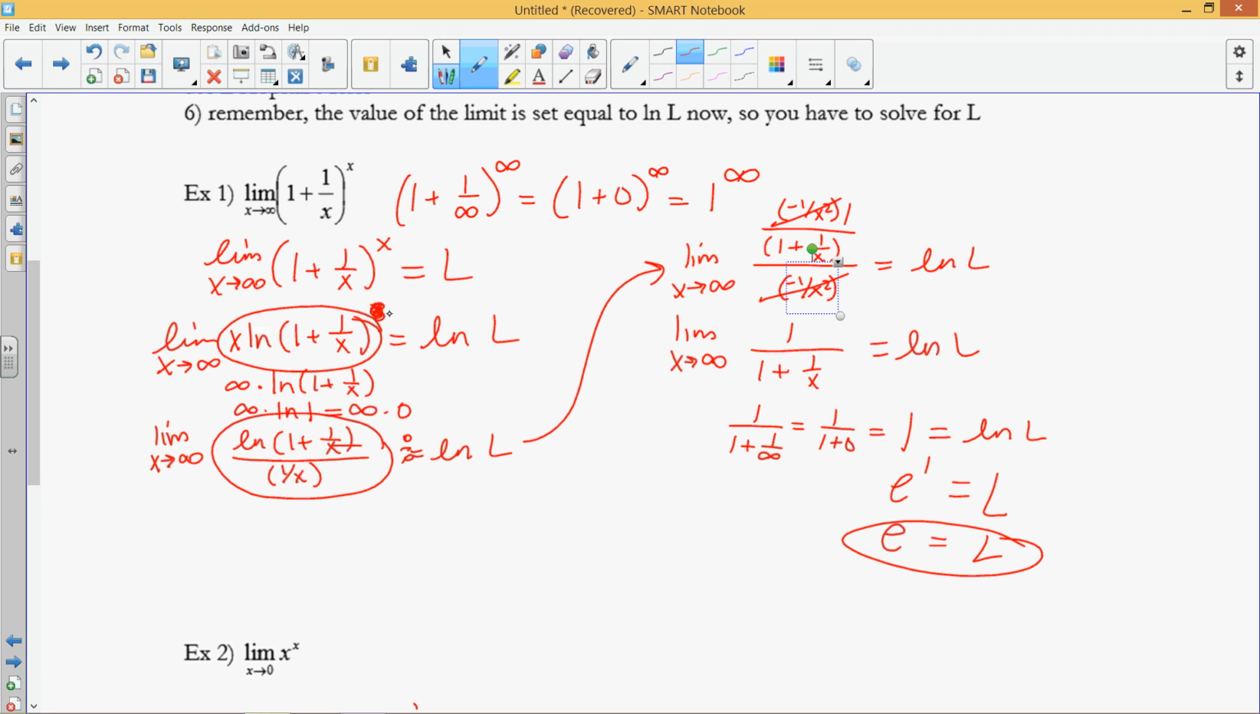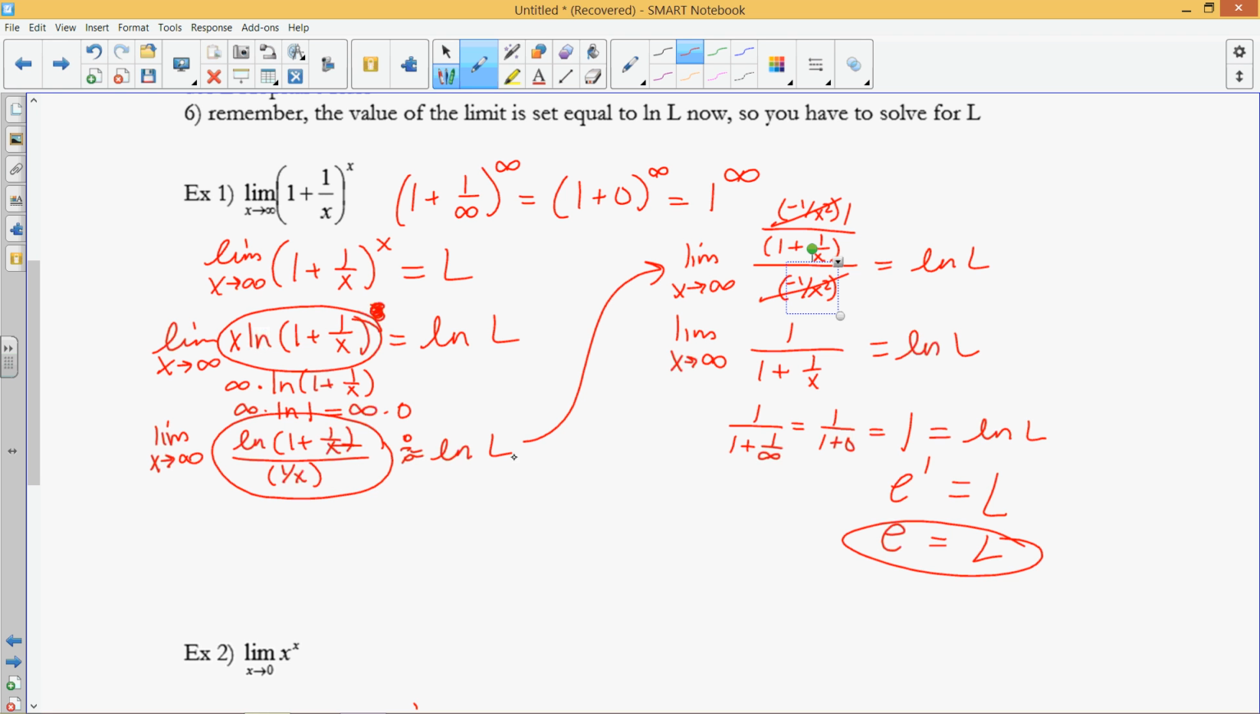The reason I want to do that is because then I can bring this power down, and now I have the limit of a product. Well, this product became infinity times the ln of 1, which is like infinity times 0, which is a different indeterminate form that I then created a fraction out of. So I said x times ln of 1 plus 1 over x is like the ln of 1 plus 1 over x divided by 1 over x. Still set equal to ln L. I plug infinity into this guy. I get ln 1 over 0, which is 0 over 0.